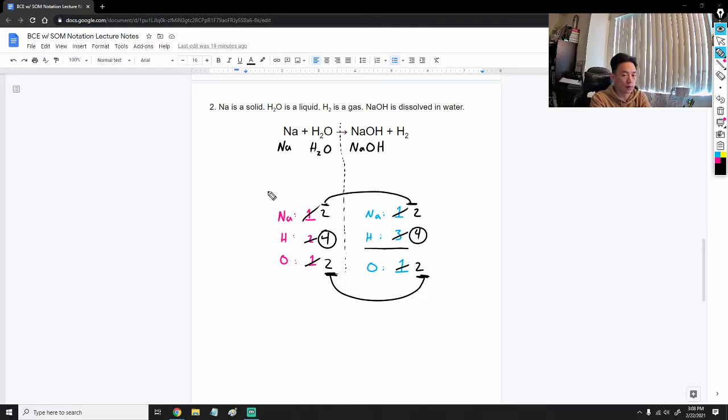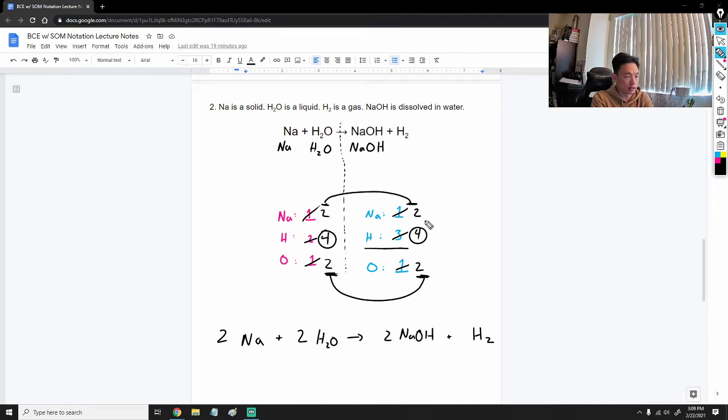So let's write the balanced chemical equation. So we have Na, so I'm going to copy down Na. But I'm going to write a 2 in the front because I have 2 of them. I'm going to copy down H2O, and I have 2 of them, so I'm going to write that down. Produces, I have 2 NaOHs, and then we're going to do H2.